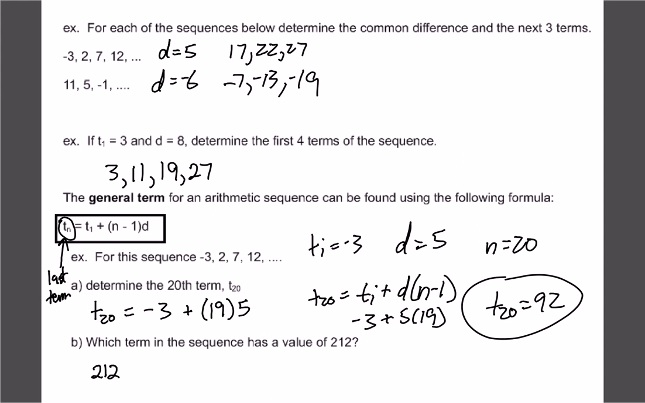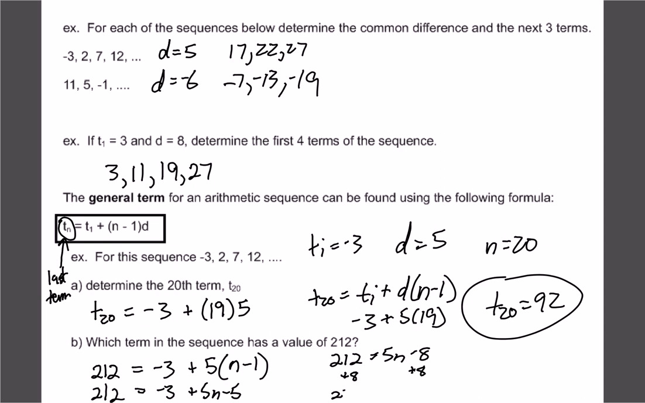And that's a good way to approach that. So 212 is our last term. We know our first term is still -3. We don't know our n this time, that's what we're looking for, but we know our d is 5. So let's write it backwards. Let's put the d first, and then we have n-1. So now we can actually simplify and solve this equation. If we FOIL that out, we get 5n minus 5. And if we simplify that, we get 212 equals 5n minus 8. If we add 8 to both sides, we get 220 equals 5n. So 220 divided by 5 is 44.